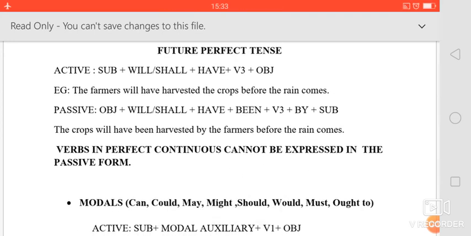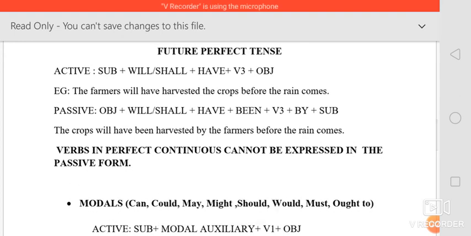So only that much you have to study. The rest, that is the verbs in perfect continuous, cannot be expressed in passive form. So out of 12, you have to study only 8 tenses which can be converted into passive. I hope this tense portion is clear for you. In passive, we have to do one more video to continue or complete this portion. So let's stop now. Thank you.